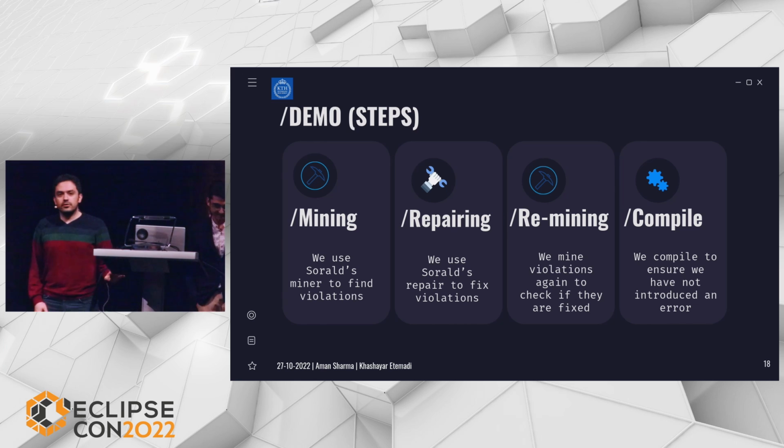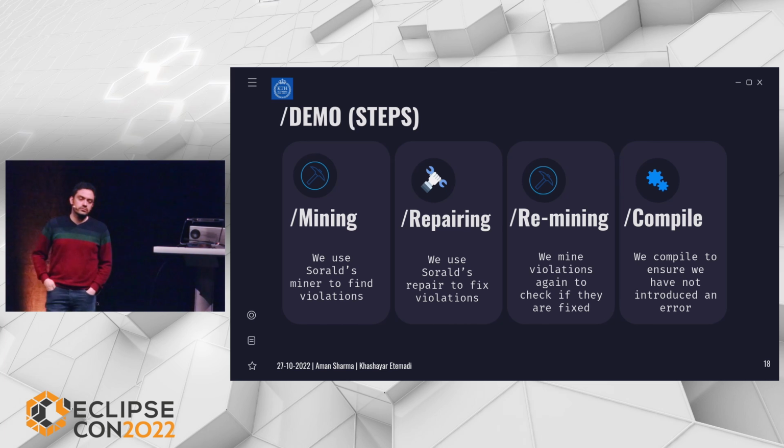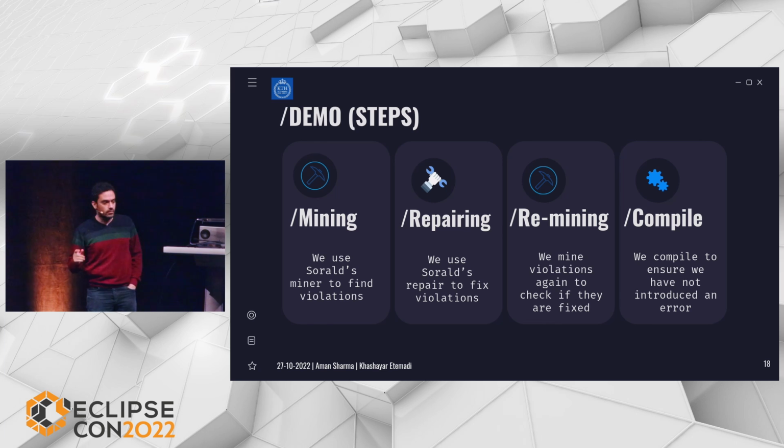Just to see how it actually works in practice, we'll have a short demo. Sorald has two different modes. First, you can use it to mine the violations. It uses the SonarQube API to mine the violations. First we'll mine the violations, then we'll use the second command that Sorald has to fix, or repair, the violations. Then we re-mine the violations to see if they are fixed or not. And finally, we will compile the project again to see if, after fixing it, we have introduced any compilation error.